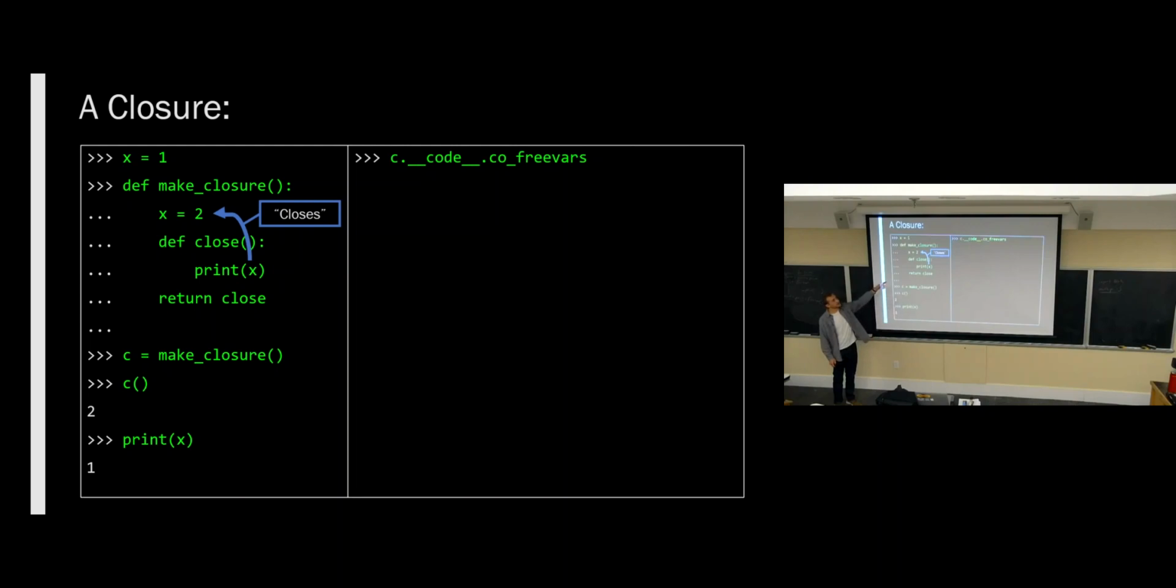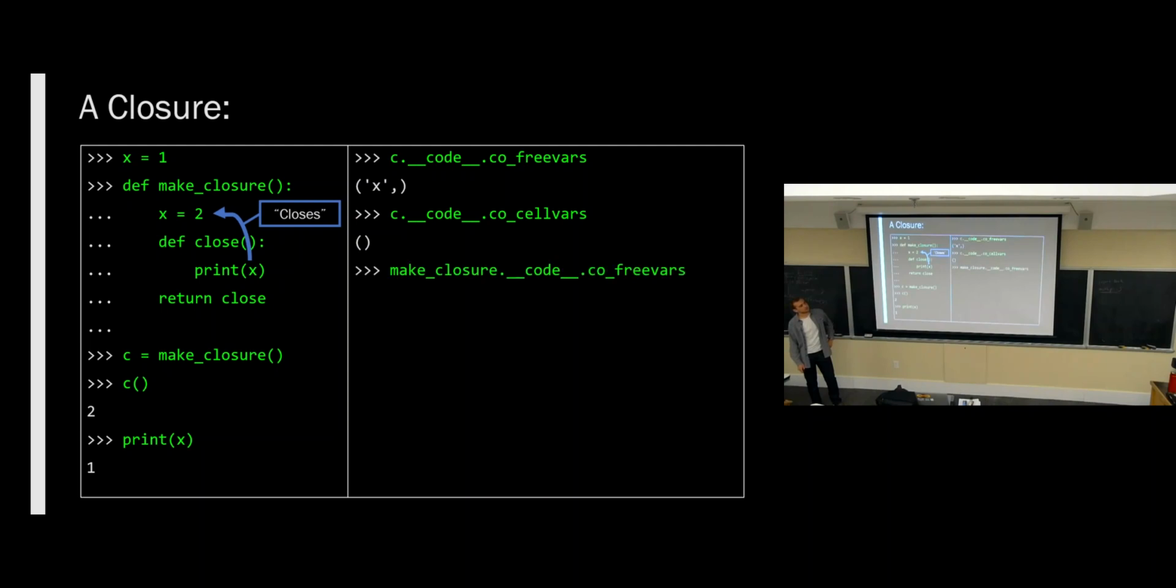If we print out C's free vars, we get X. That's because, just like in the last slide, X is a free variable here. It can change independent of this function. If we print out cell vars, we get nothing. C does not have any cell vars. If we print out make closure's free vars, what do we expect? X? Close? Turns out it's none. Make closure doesn't have any free vars.